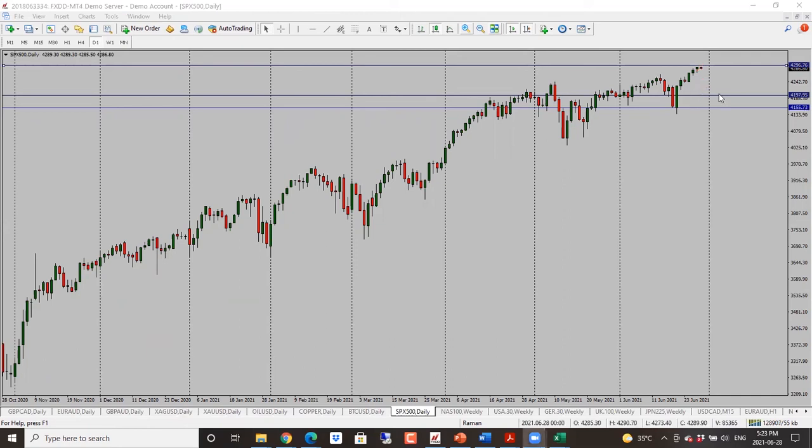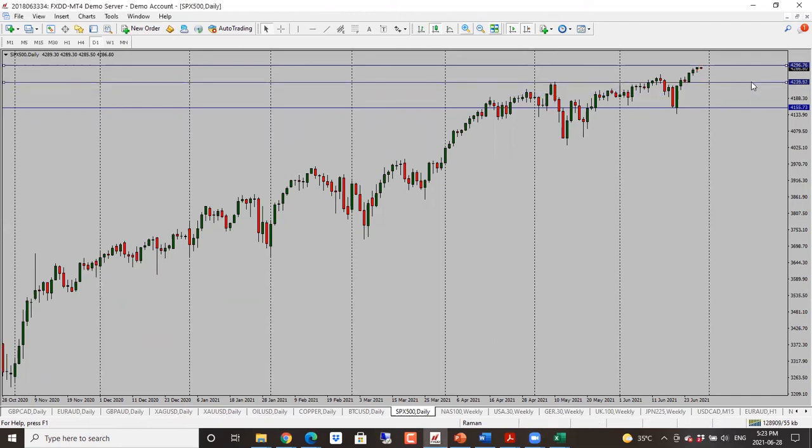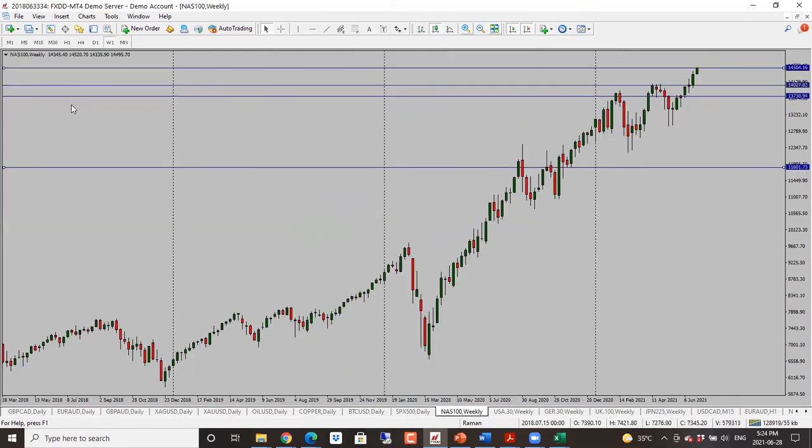I would say neutral at this point. I am not totally bullish. I'm not totally bearish yet either. But the way the momentum seems right now, we could see a turn. So watch out for it. Bias here is neutral for S&P 500.